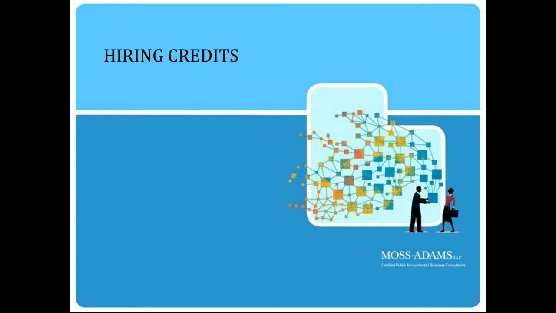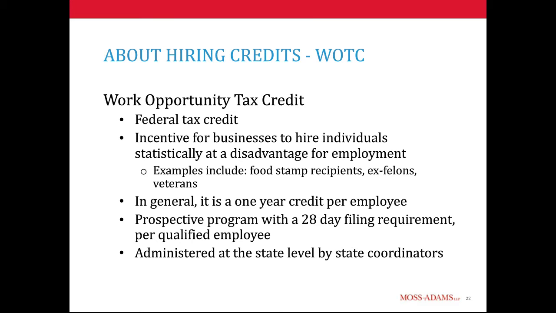So in addition to the tangible property incentives and the R&D credit, there were also 2 federal hiring credits extended. One of those is the Work Opportunity Tax Credit, which we also refer to as WOTC. The WOTC is a federal tax credit that may be used to offset federal income tax liability. The credit was originally created as an incentive for businesses to hire individuals who have been deemed statistically at a disadvantage for employment, and to help get them back into the workforce. Just a few examples of those types of individuals would be food stamp recipients, ex-felons, and veterans.